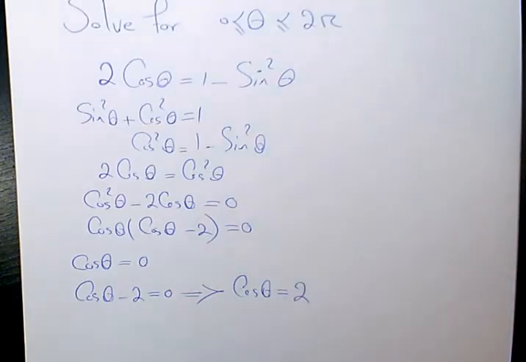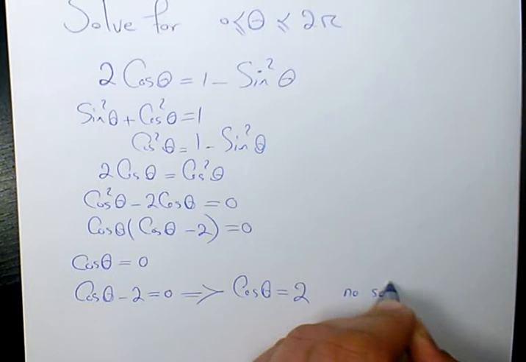And we know cosine and sine functions range from negative 1 to positive 1, and it's not possible to have something for cosine and sine greater than 1 or less than negative 1. So cosine theta equals 2 is not possible, so there is no solution here.